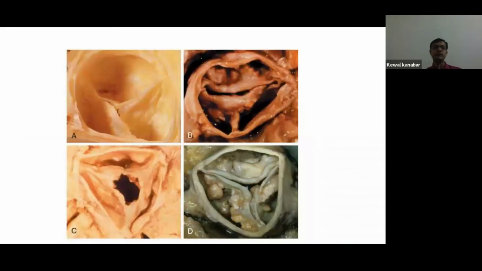As we can see over here, aortic valve morphologies can be quite varied. As seen in A, this is a normal tricuspid aortic valve. B is a bicuspid aortic valve. C is basically a rheumatic aortic valve, where we see a combination of aortic stenosis with aortic regurgitation because of the fusion of the cusps. And in D, we see a sclerodegenerative aortic valve, where there is basically fibrocalcific degeneration of the aortic valve leaflets.